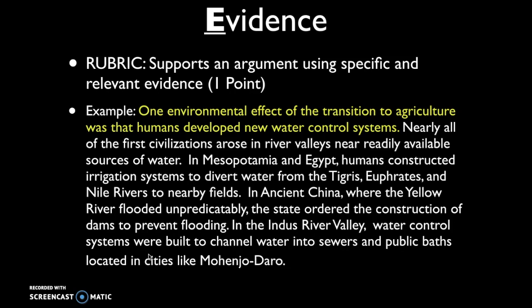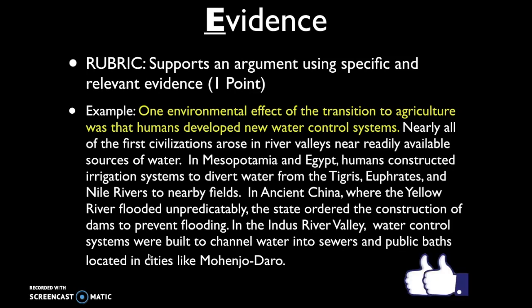Nearly all of the first civilizations arose in river valleys near readily available sources of water. In Mesopotamia and Egypt, humans constructed irrigation systems to divert water from the Tigris, Euphrates, and Nile rivers to nearby fields. In ancient China, where the Yellow River flooded unpredictably, the state ordered the construction of dams to prevent flooding. In the Indus River Valley, water control systems were built to channel water into sewers and public baths located in cities like Mohenjo-Daro. So do you see how much more robust the evidence that I'm providing is?